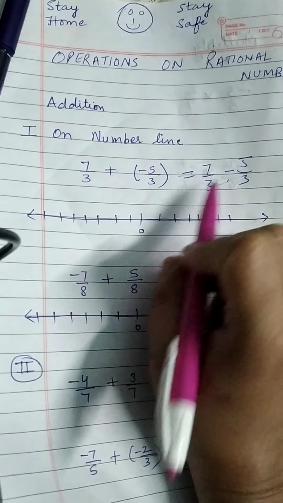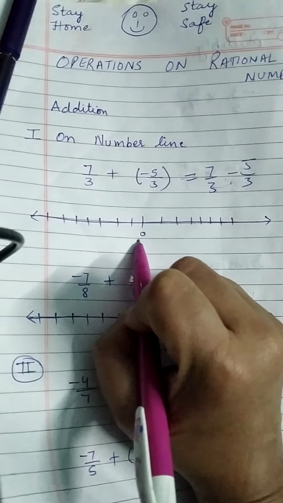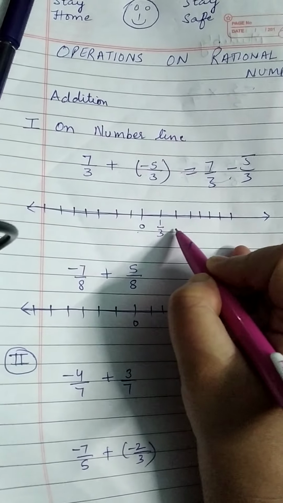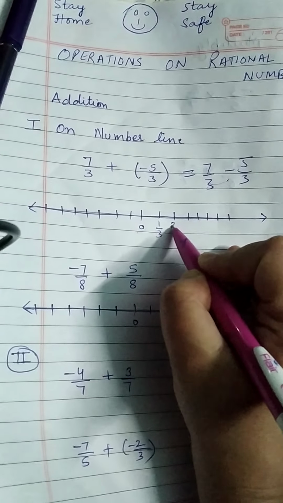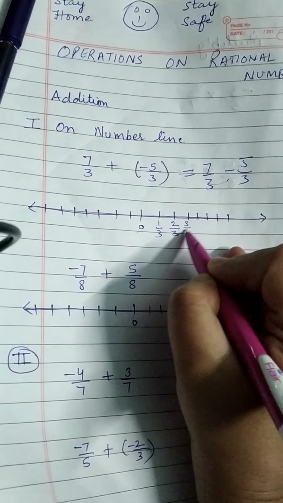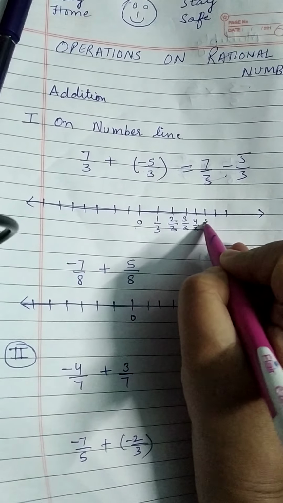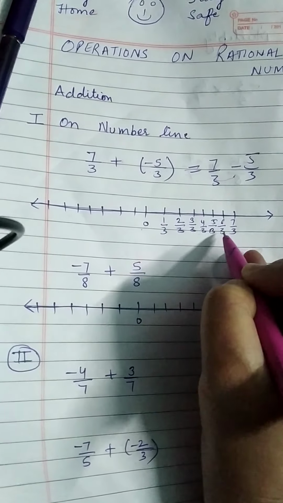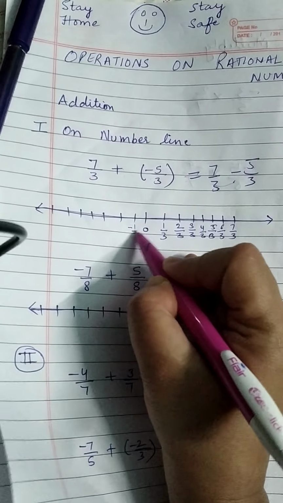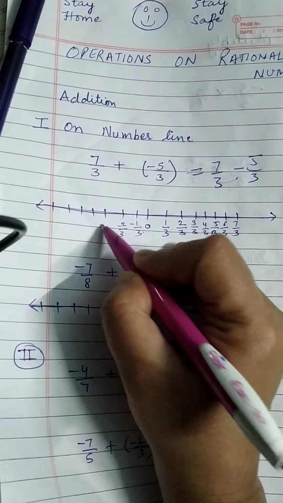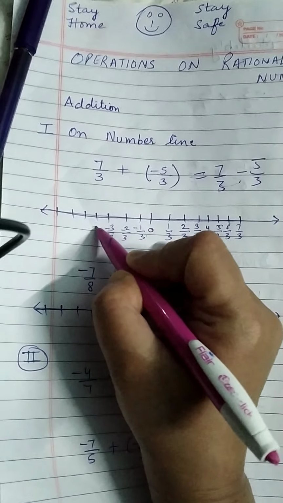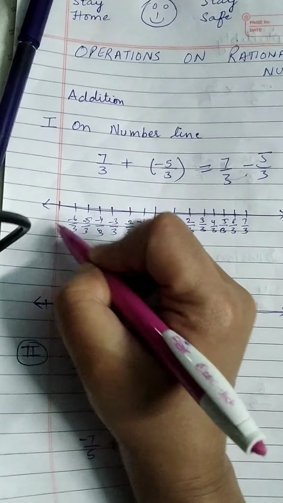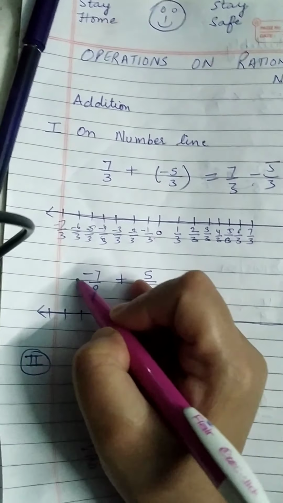Now, I have made a number line here. Let's mark it with 1 by 3 as the one component. 1 by 3, 2 by 3, 3 by 3, 4 by 3, 5 by 3, 6 by 3 and 7 by 3. Here it will be negative: minus 1 by 3, minus 2 by 3, minus 3 by 3, minus 4 by 3, minus 5 by 3, minus 6 by 3, minus 7 by 3.